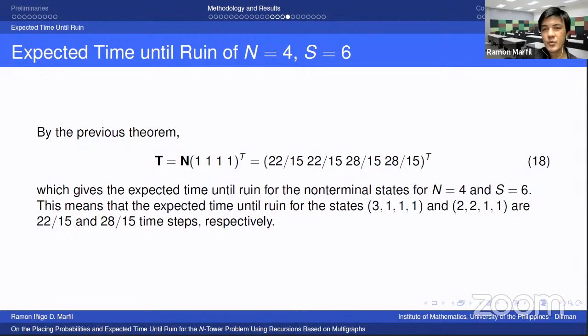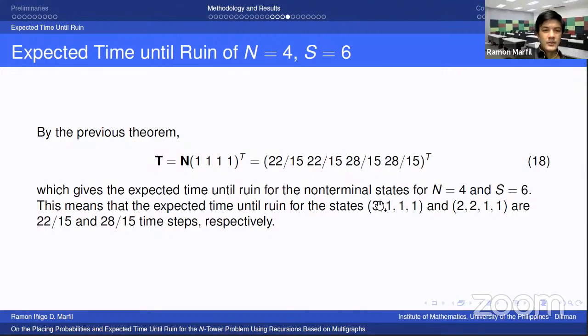And magkapareho yung first two and yung last two rows dito dahil yung mga rows na yon represent positions in the same state. So kunwari, yung first two rows represent the positions, expected time until ruin for the positions 3 and 1 from this state. And last two naman ay yung para sa positions 2 and 1 mula sa state na to. So kaya sila equal. Yung 22 over 15 dito sa first two and 28 over 15 for the last two.